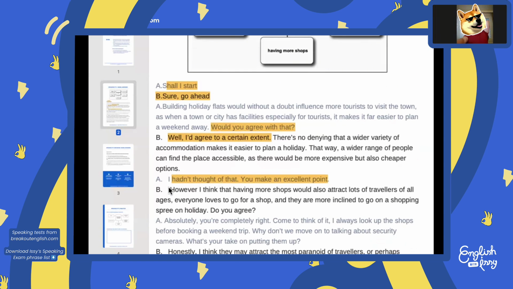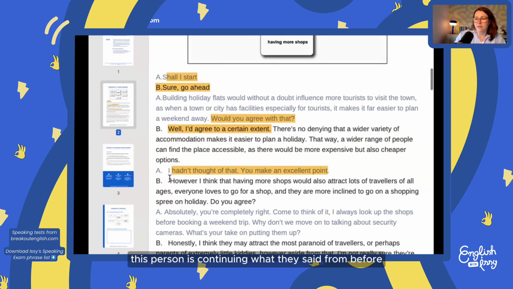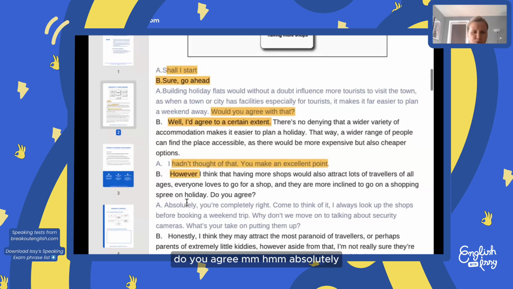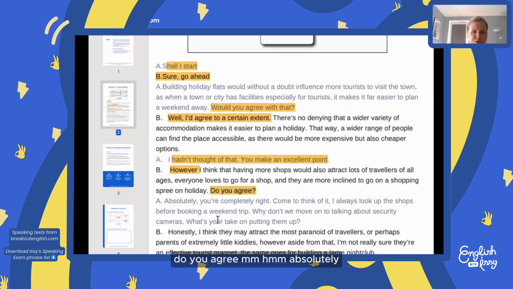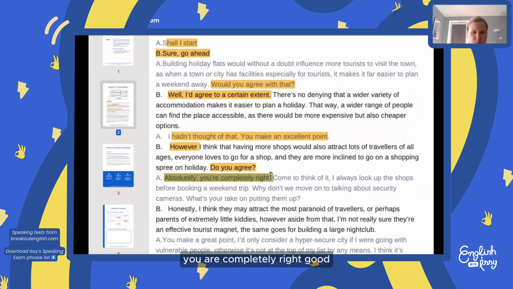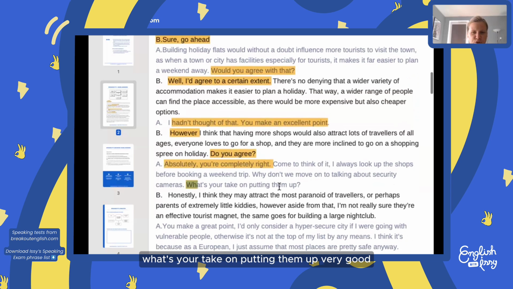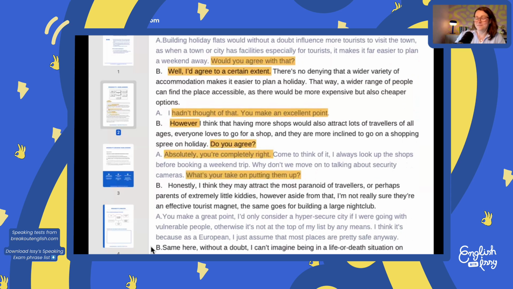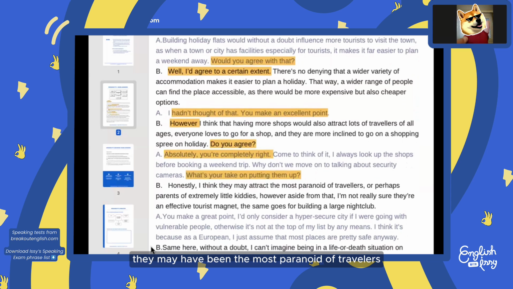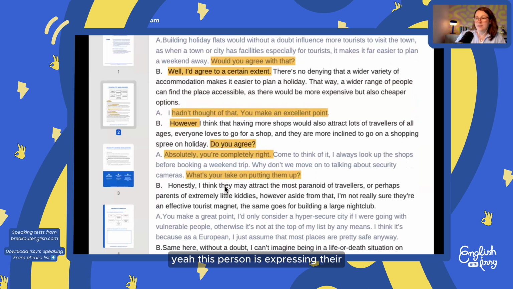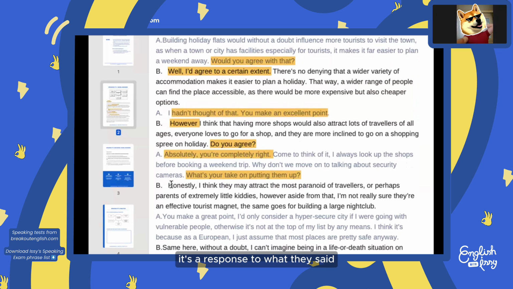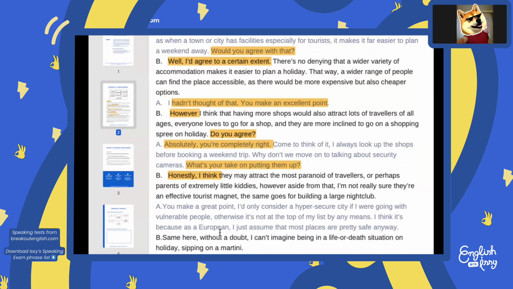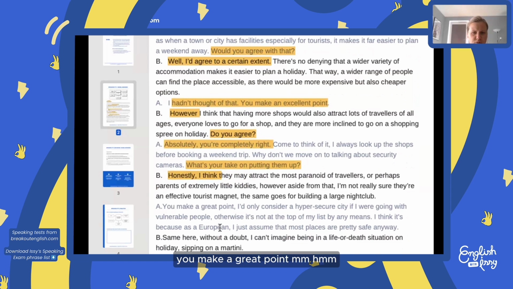Yeah, so this person is continuing what they said from before. Do you agree? Absolutely, you are completely right. Good. What's your take on putting them up? Very good. I think they may attract the most paranoid of travelers. Yeah, this person is expressing their opinion. It's a response to what they said. It is a response, you're right. You make a great point.